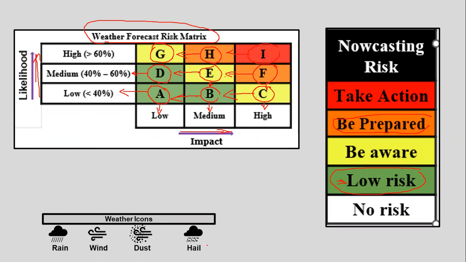And these are the weather icons that we put on the template. So if we're expecting rain, you see this there. If we're expecting windy conditions, we see this there. In the dry season, when we're expecting Harmattan, dusty conditions, you see this icon. And then when we're expecting some hail as well, you see this. I'm sure most of you probably know hail, and then rain, windy, and then dusty conditions.